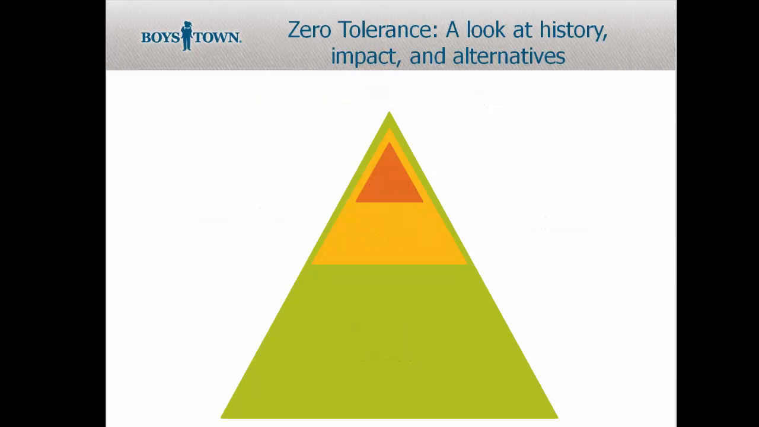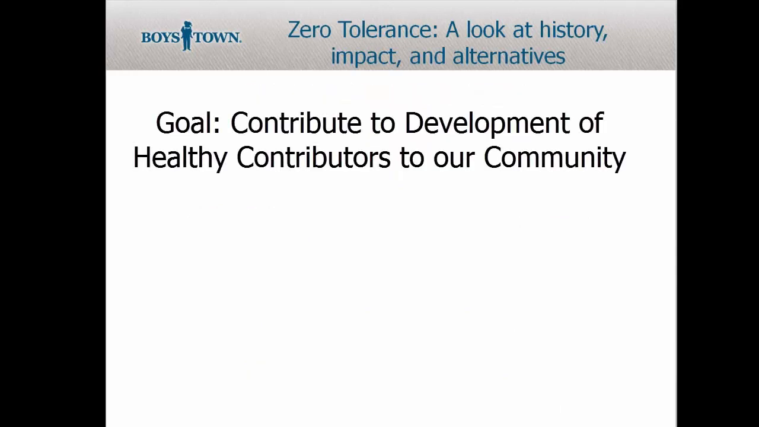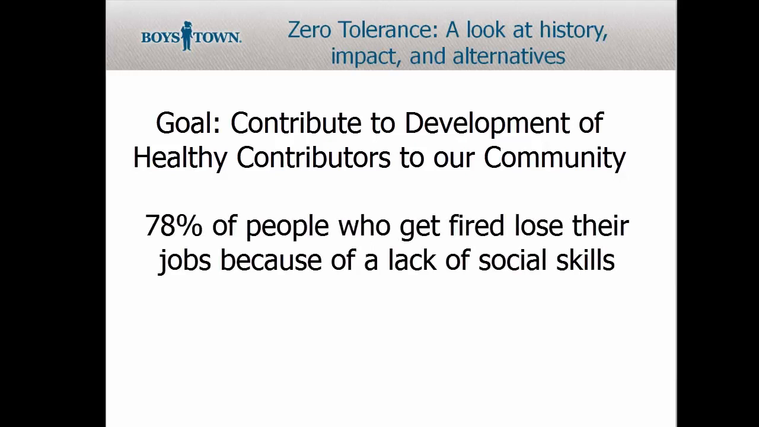If we look at our overall goal, our overall mission as educators, I think that we would agree that our goal is to contribute to the development of healthy contributors to our community. And if that's truly our goal, we have to understand that 78% of people that get fired from their jobs in the United States is not because of a lack of academic skill or academic knowledge. 78% lose their jobs because of a lack of social skills, poor social skills and social interactions. So if we truly want to contribute to that overall healthy contribution to our communities, it is our responsibility to proactively teach those behaviors.